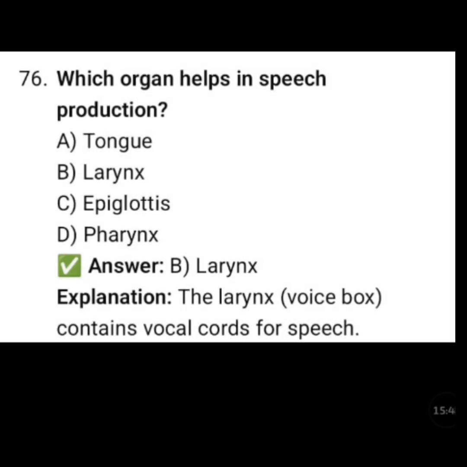Which organ helps in speech production? Tongue, larynx, epiglottis, pharynx. The correct answer is option B, larynx. The larynx, voice box, contains vocal cords for speech.